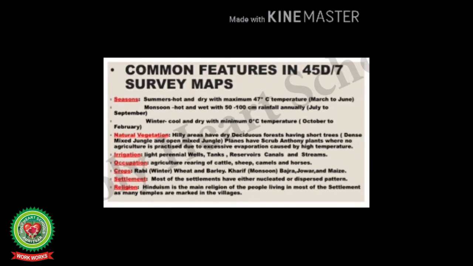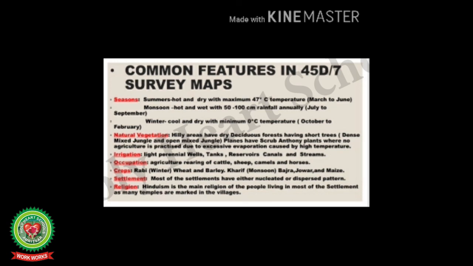Now students, to sum up our video, I am going to discuss some common features in the 45D7 survey map. Number 1 is season. Summer, hot and dry with a maximum of 47 degrees Celsius temperature, March to June. Monsoon, hot and wet with 50 to 100 centimeter rainfall annually, July to September. Winter, cool and dry with a minimum of 0 degrees Celsius temperature, October to February.